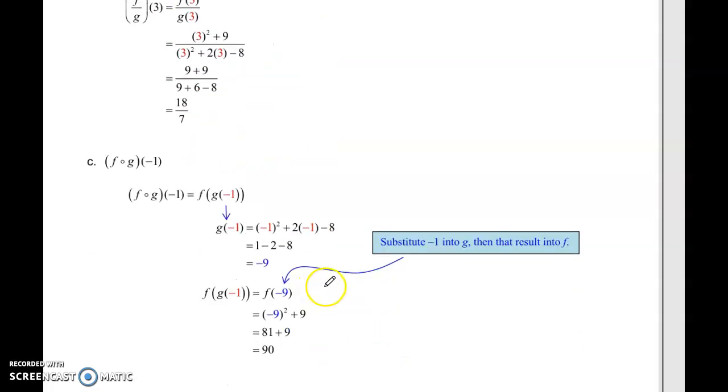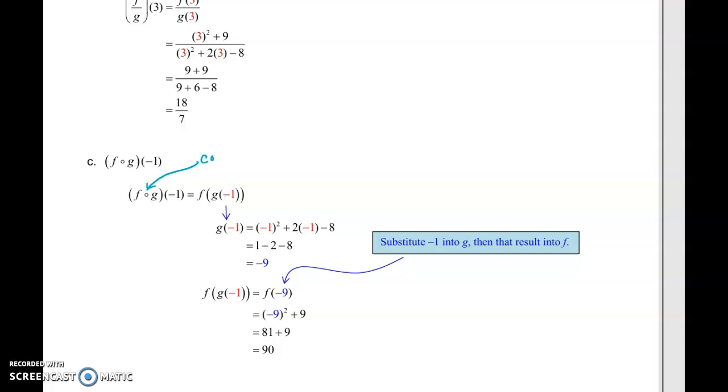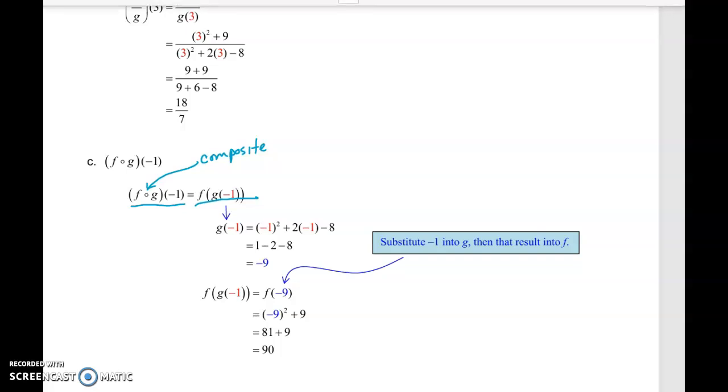Now, this next one is a composition. And so that little circle that you see there, that means composite. It looks like the word fog, but this right here is the composite function. And with composite functions, you always work from the inside out. So they rewrite it, instead of f composite g, they put f of g of -1. So these two things mean the same thing. This is just written with that composite symbolism. So whenever you have these composite functions, you work from the inside out.